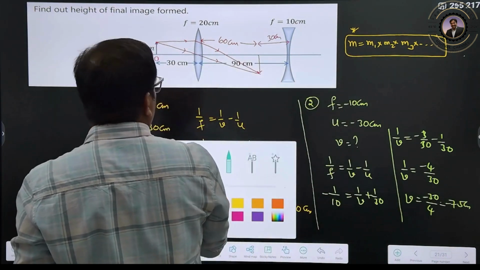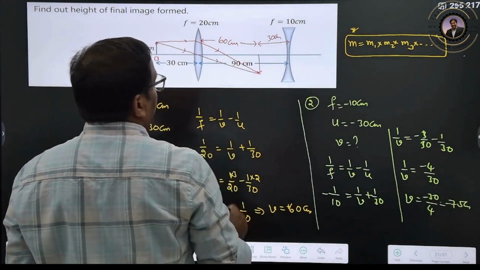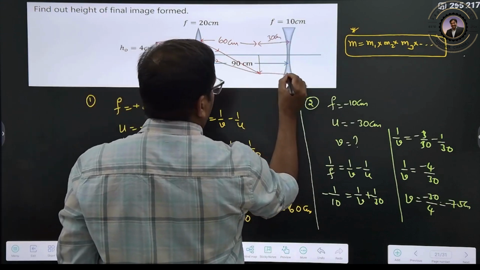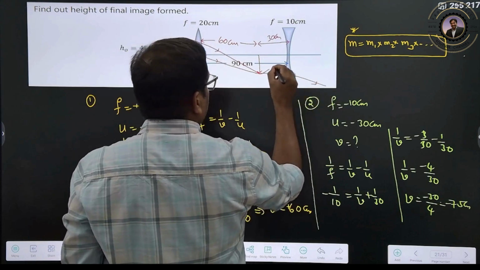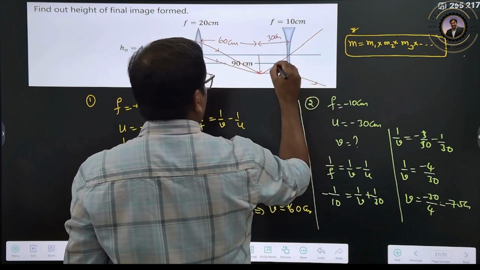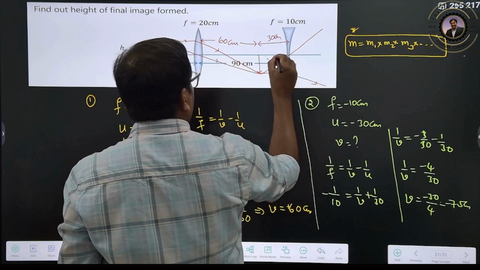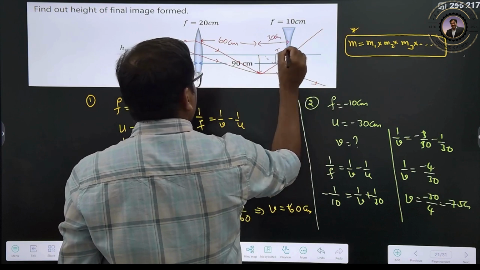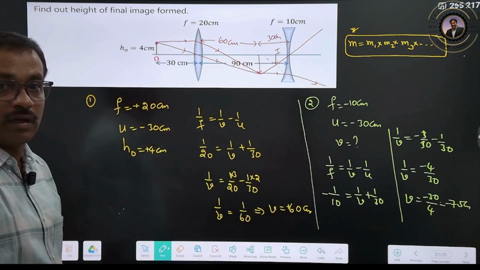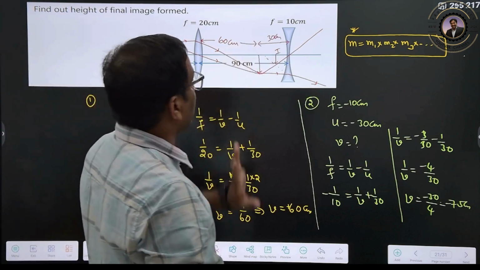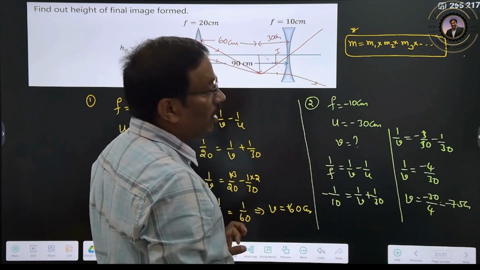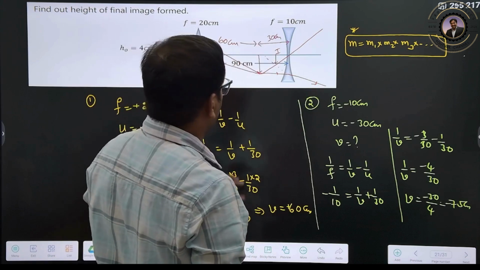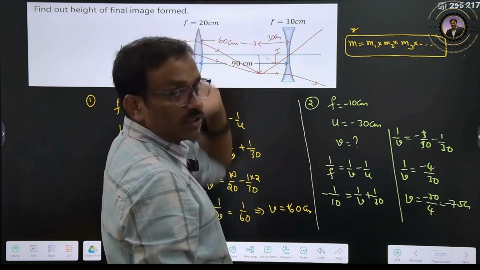So minus, is there no? That means here where the image is created, see here, it will go like this. Clear? So it will go like this, therefore these light rays appear to be coming. So this is your final image. Understood? Clear? So this is your final image now. So now the final image is very small here. Now we want to calculate the height of this image.